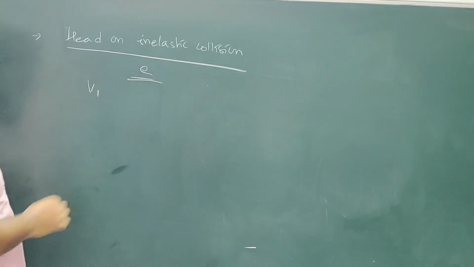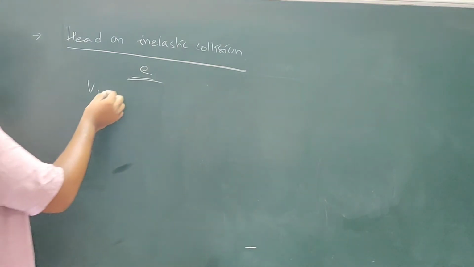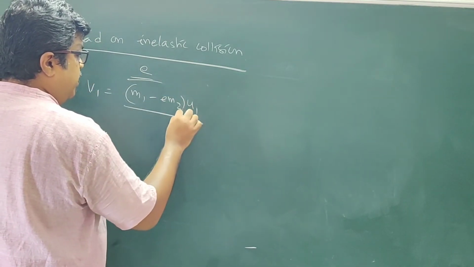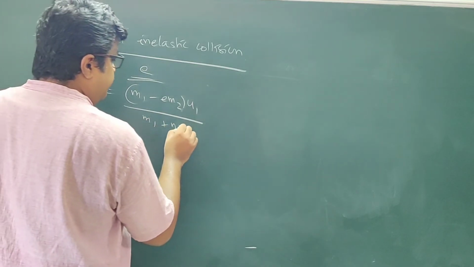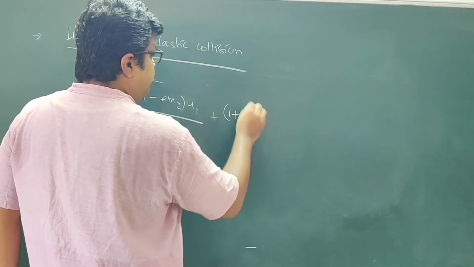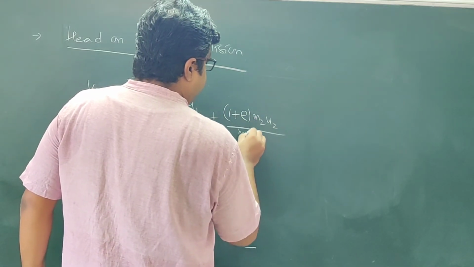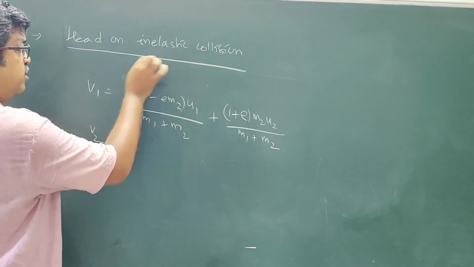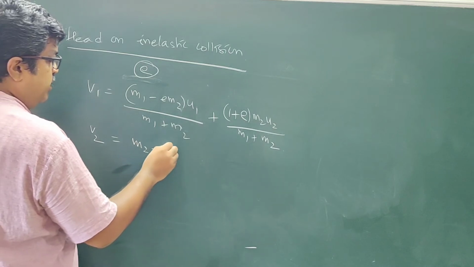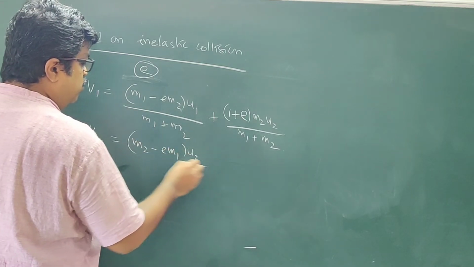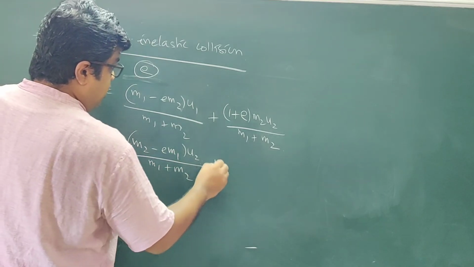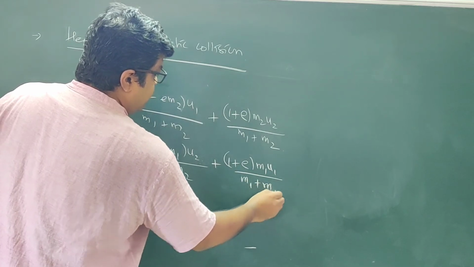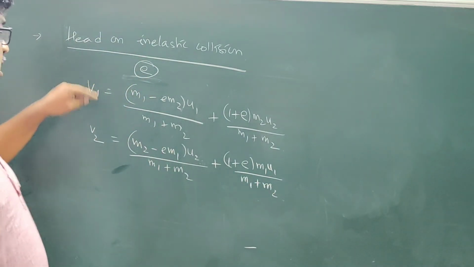So in this case, I am writing the formula for velocities after collision. V1 will be equal to (m1 minus E m2) u1 divided by (m1 plus m2), plus (1 plus E) m2 u2 divided by (m1 plus m2). Similarly, V2 is equal to (m2 minus E m1) u2 divided by (m1 plus m2), plus (1 plus E) m1 u1 divided by (m1 plus m2). Okay, so this is the velocity after collision.